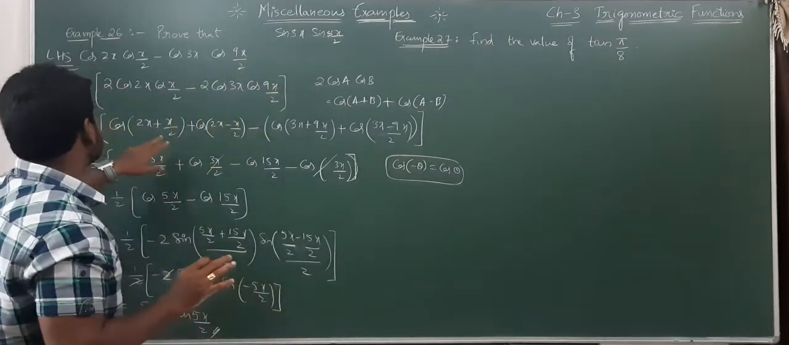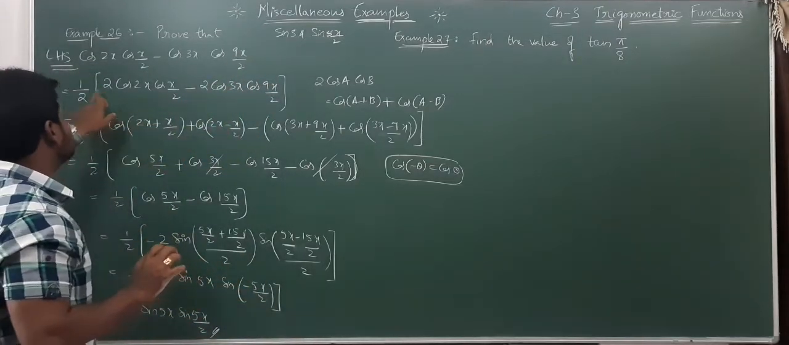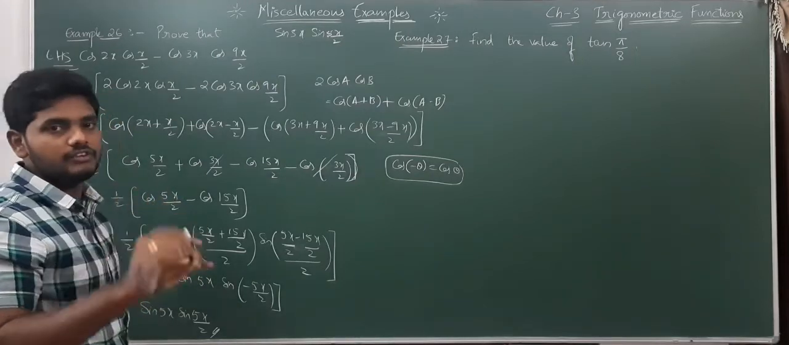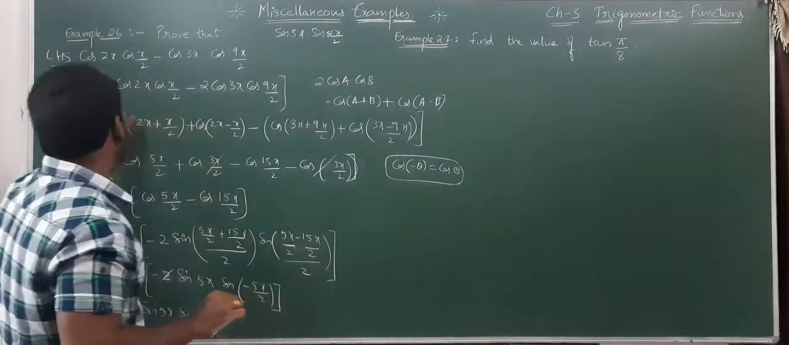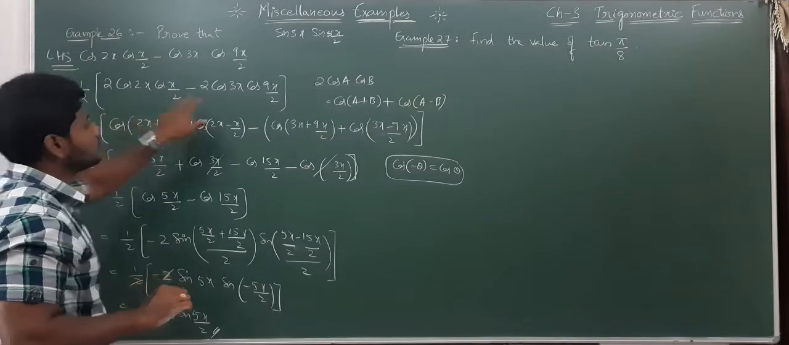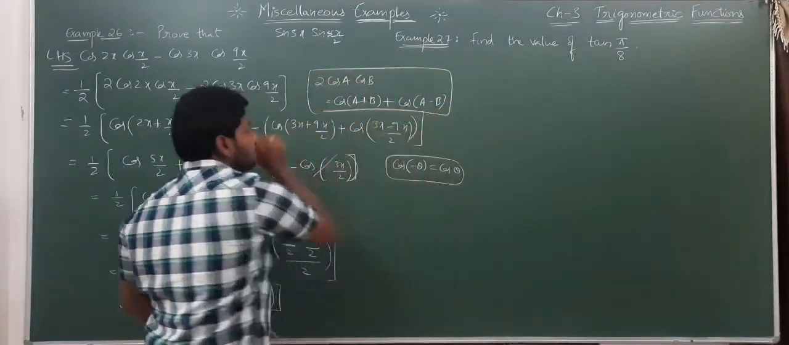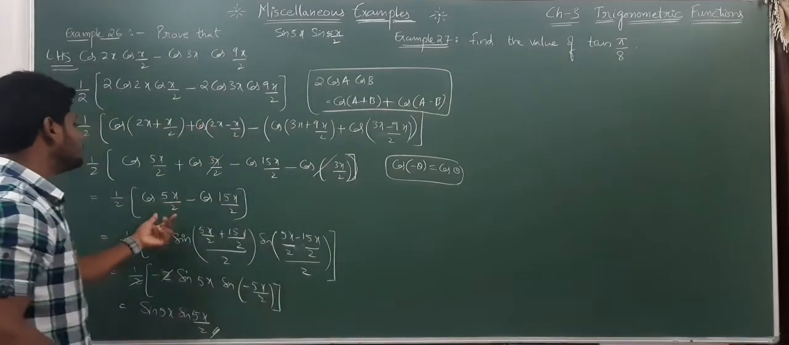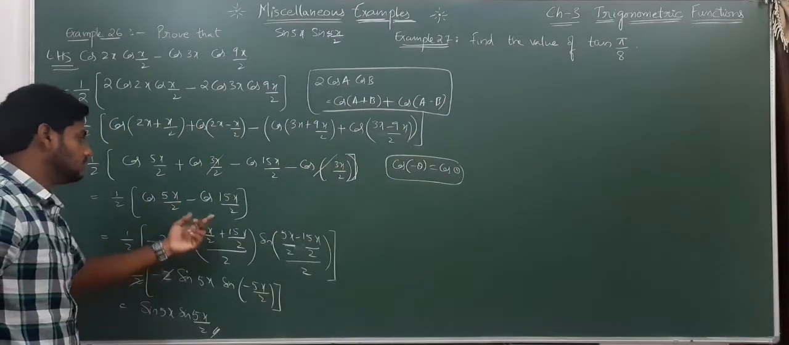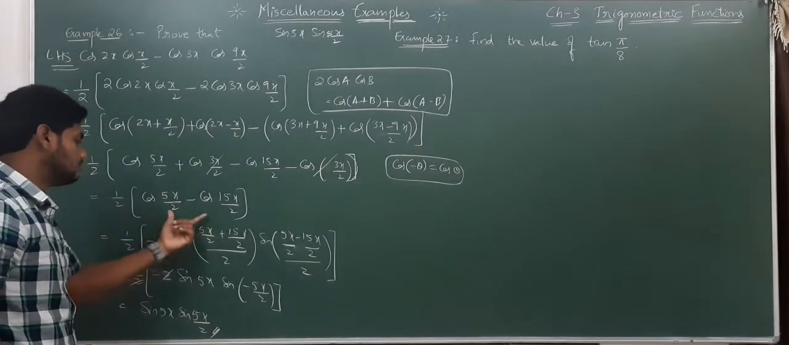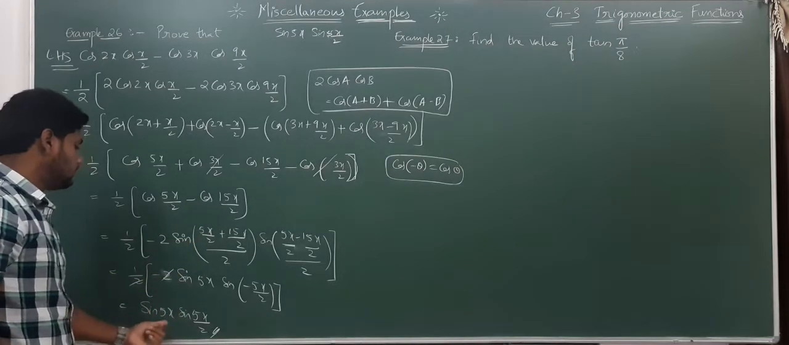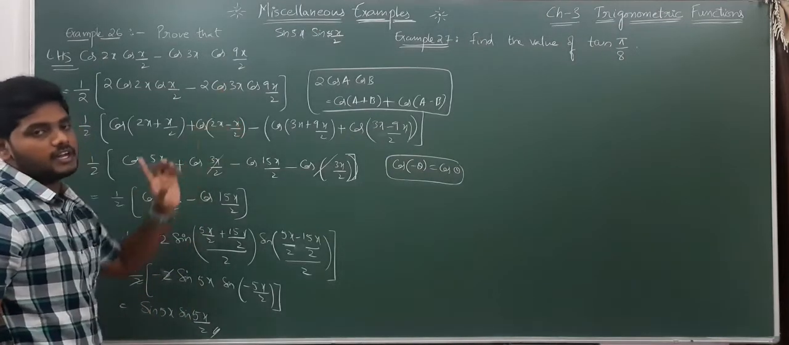See, this is a very easy question. What you need to do is multiply and divide by 2. If you remember that one point, multiply and divide by 2, you will get 2 cos a cos b form, which is in the form of cos of a plus b plus cos of a minus b. Substitute, you will get cos 5x by 2 minus cos 15x by 2. This is in the form of cos a minus cos b. If you substitute, you will get sin 5x into sin 5x by 2, which is our required RHS.